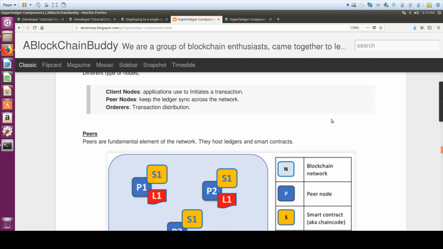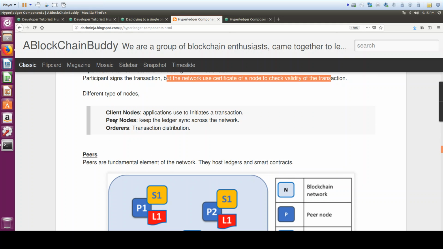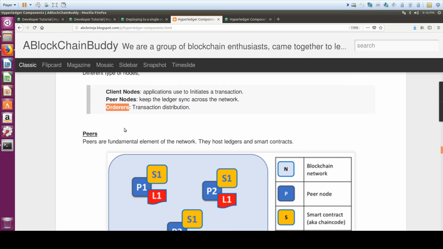Okay. Different types of nodes: client node, peer node, orderers. Client nodes are applications used to initiate a transaction. Peer nodes keep the ledger in sync across the network. Orderers handle transaction distribution. Orderers make sure that all the transactions are distributed equally across the network and all the ledgers are in sync. They make sure of that part. We will dig a little bit deeper into these various concepts of peers and nodes.